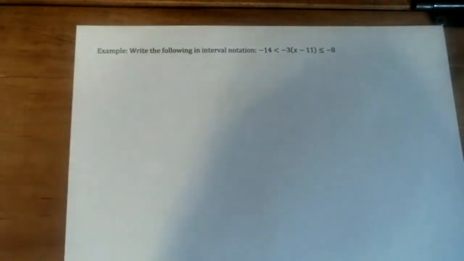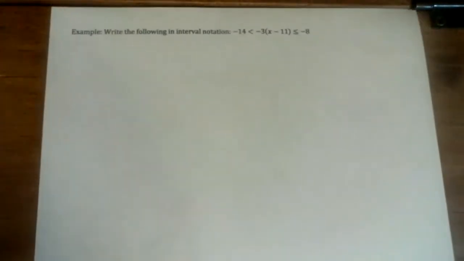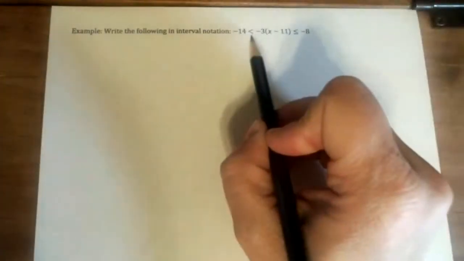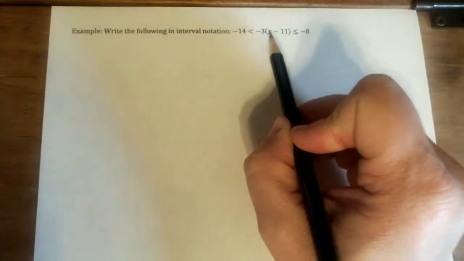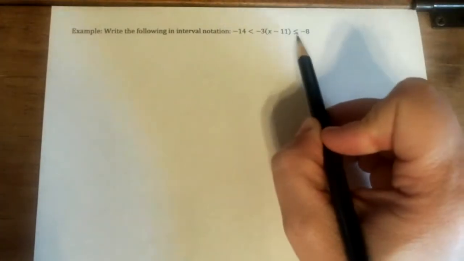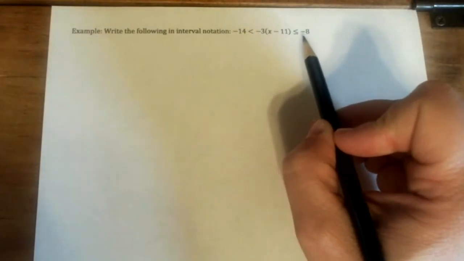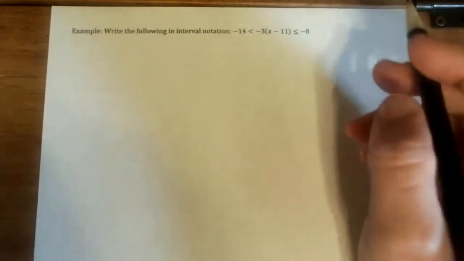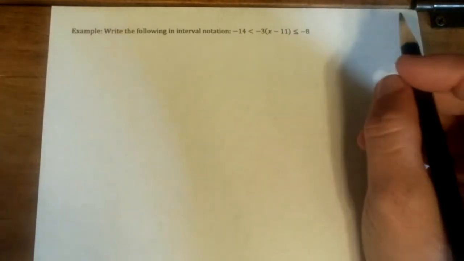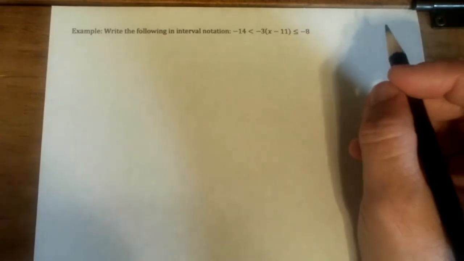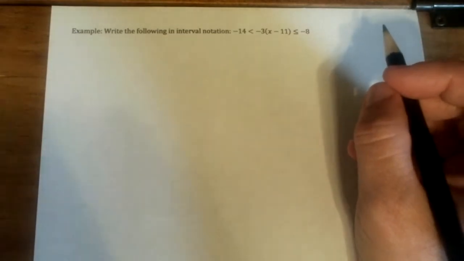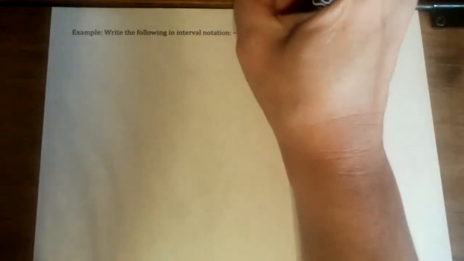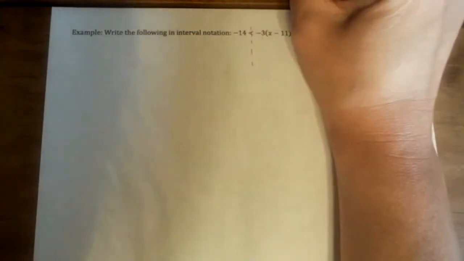All right, last page for this section. Two more examples. Write the following in interval notation. Negative 14 is less than negative 3 times x minus 11 is less than or equal to negative 8. So now we're solving a compound inequality. Instead of having one inequality, one thing that's separating our two sides, now we have 2 inequalities.